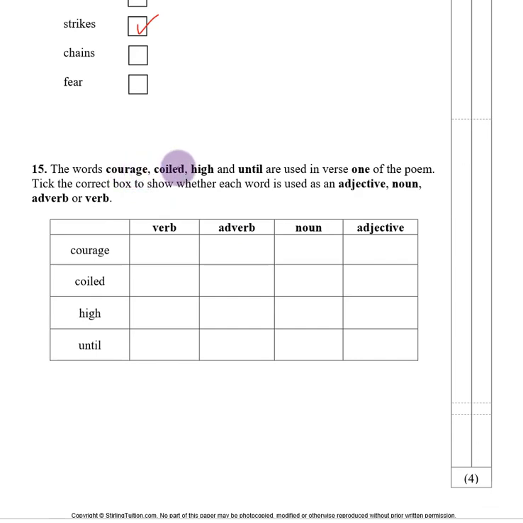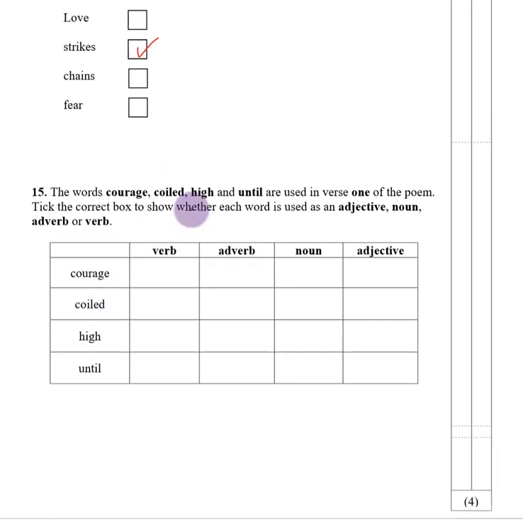15. The words courage, coiled, high, and until are used in verse 1 of the poem. Tick the correct box to show whether each word is used as an adjective, noun, adverb, or verb. Now for this one, I purposely said used in verse 1 because you need to look at the context it is used in. So we'll look at courage, coiled, high, until.